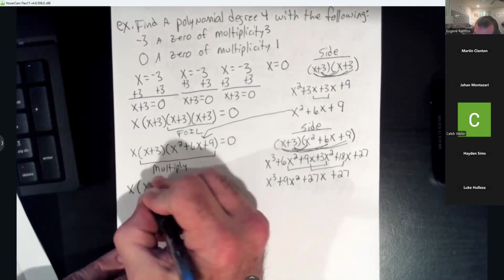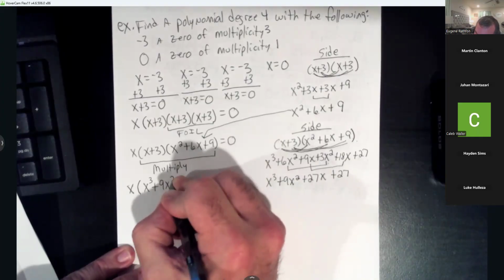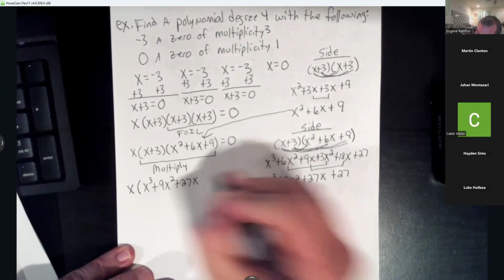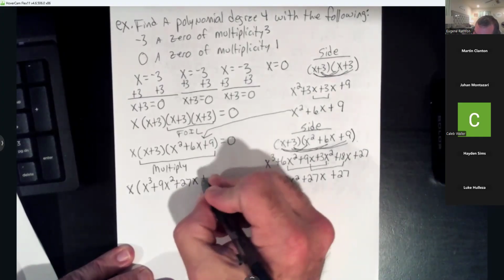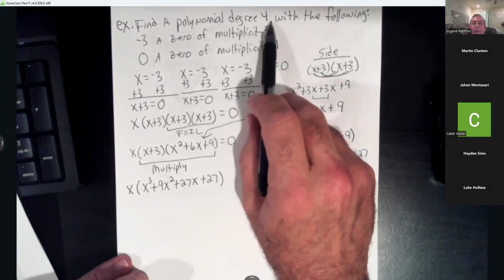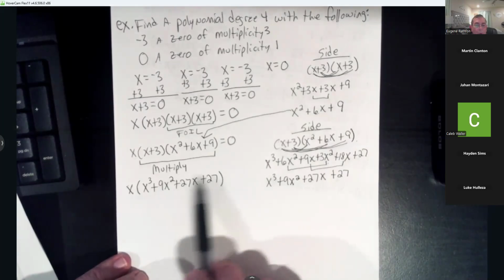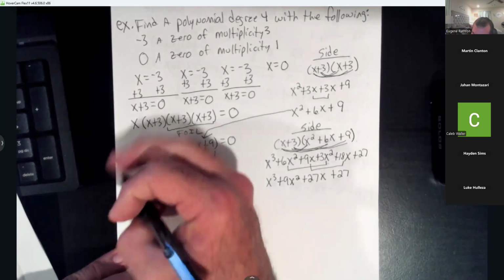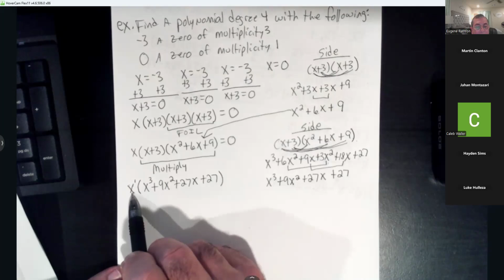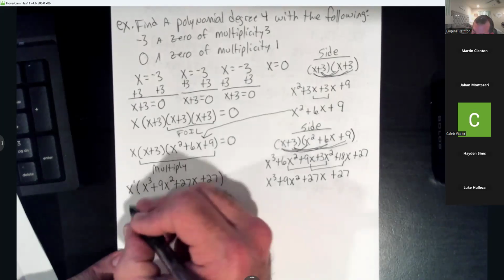X cubed plus 9x squared plus 27x plus 27. So remember, when I'm done, I got to have a degree 4, so my highest exponent's a 4. So y'all, we're on the way because I got a cube here. And now, this x out front, we're going to distribute times all 4 of these.